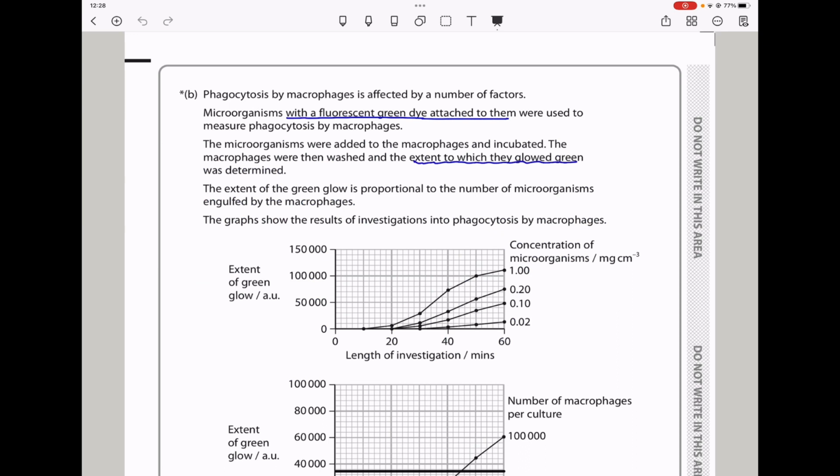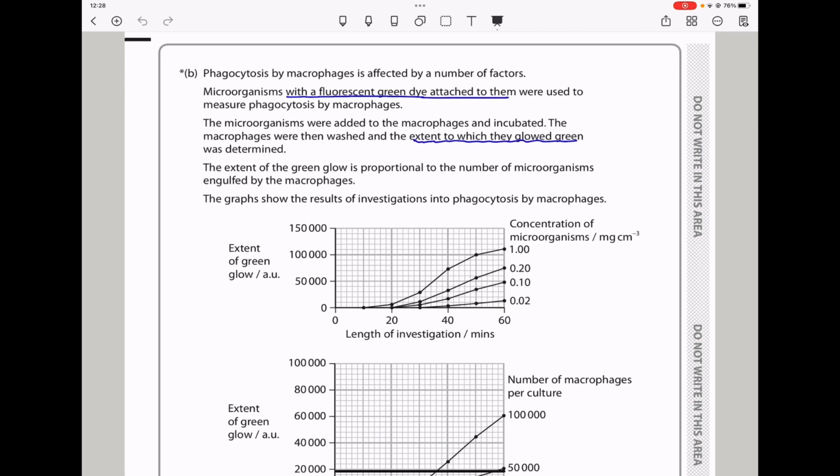Moving on, Part B says, phagocytosis by macrophages is affected by a number of factors. Microorganisms with a fluorescent green dye attached to them were used to measure phagocytosis by macrophages. The microorganisms were added to the macrophages and incubated, and the macrophages were then washed, and the extent to which they glowed green was determined. The extent of the green glow is proportional to the number of microorganisms engulfed by the macrophages. The graphs show the results of investigations into phagocytosis by macrophages.